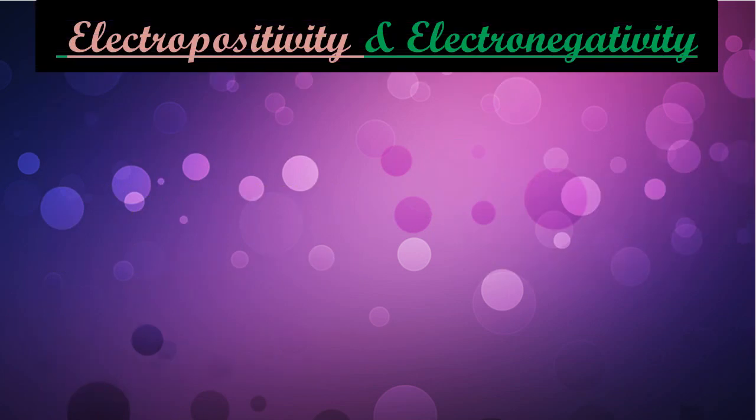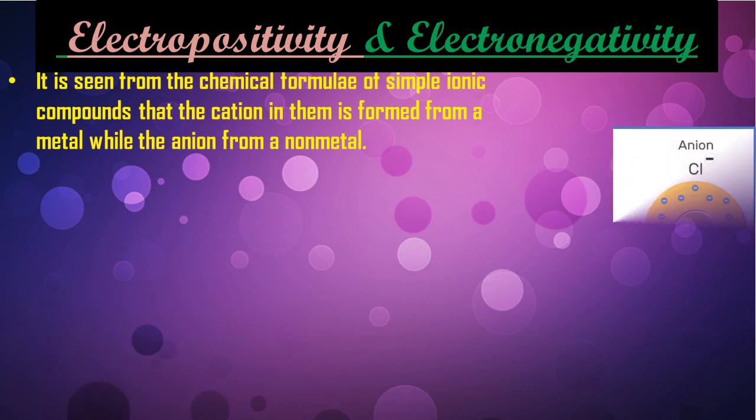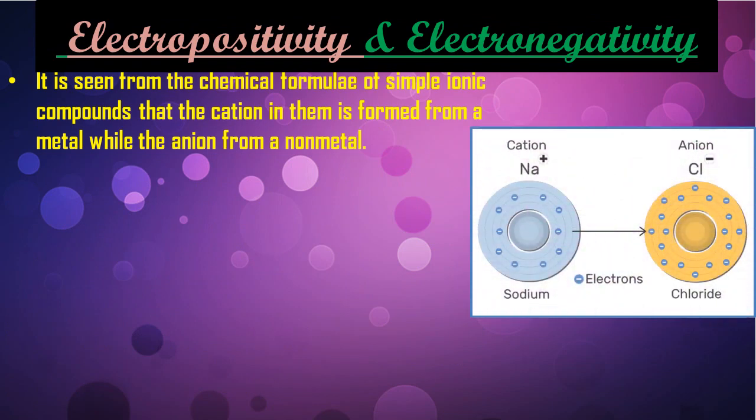Alright student, let's understand about electropositivity and electronegativity of an element. It is seen from the chemical formula of simple ionic compounds that the cation in them is formed from a metal, while the anion is formed from a non-metal. Alongside you can observe one diagram in which I have shown sodium metal, which forms the sodium Na+ cation, and chlorine, which is a non-metal, which will form the Cl- anion.